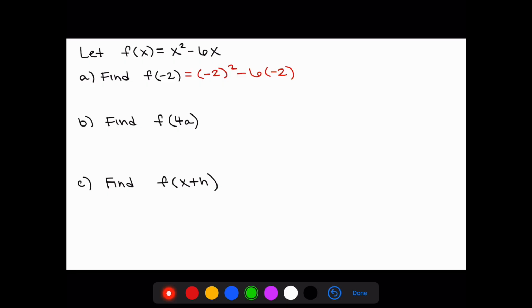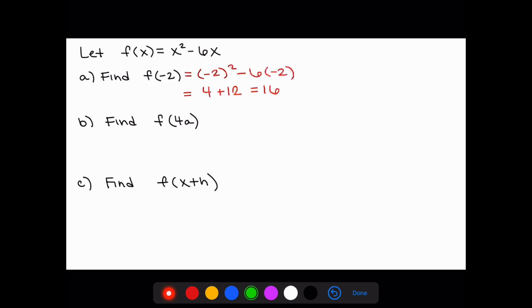So we replace all the x's in the function with negative 2. Negative 2 squared minus 6 times negative 2. Let's see, that would be 4 plus 12 or 16. So this is telling me when x is negative 2, when the input is negative 2, the y value, the output, is 16. Now we can evaluate functions with variable expressions as well.